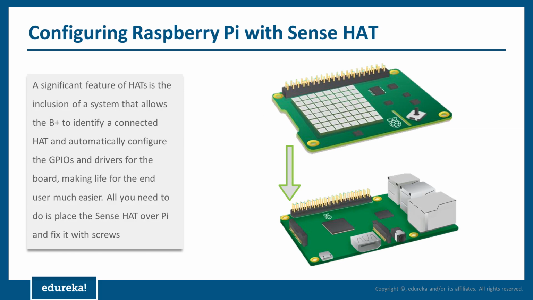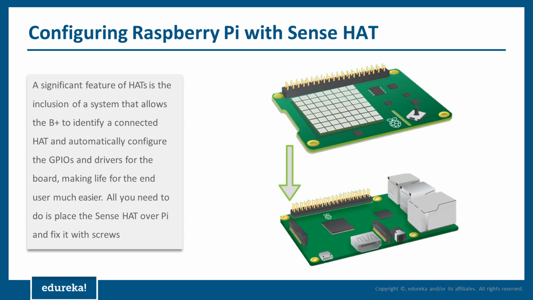So a significant feature of HATs is the inclusion of a system that allows the Raspberry Pi B plus onwards boards to identify a connected hat and automatically configure the GPIOs and drivers for the board, making life for the end user much easier. So anyone who has done this type of programming, anyone who has connected different sensors. Like, I have a Node MCU and I have connected a few sensors. I have connected a GPS sensor to it. I connected a temperature and humidity sensor to it.